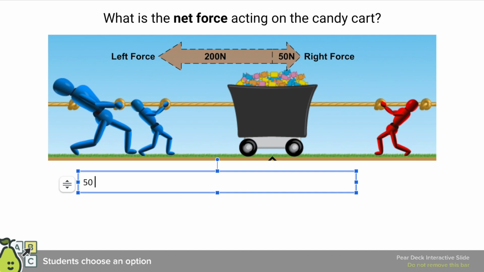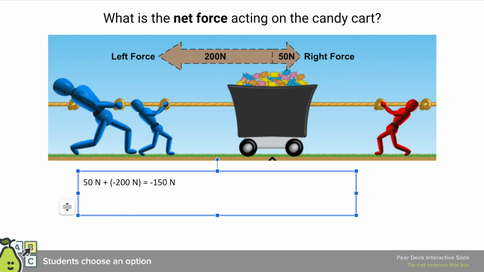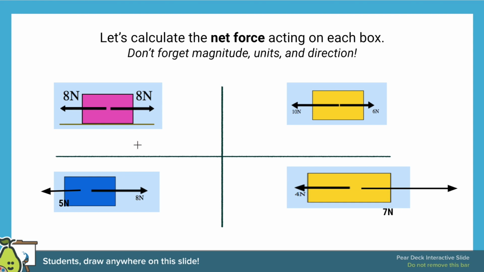What's the net force acting on this candy cart? 50 newtons to the right is a positive 50. Add it to the other vector, negative 200 newtons because it's pointing to the left, and we wind up with negative 150 newtons. Or if you're more comfortable with just finding the difference and then naming the direction, you could take the larger force, 200 newtons, subtract the smaller force from it, and find your difference. But now in this method, we just have the magnitude, we don't have direction, so we have to actually say left. Go ahead and pause the video to try these out, and then unpause to get the answer.